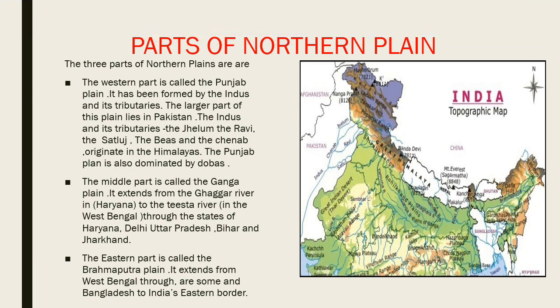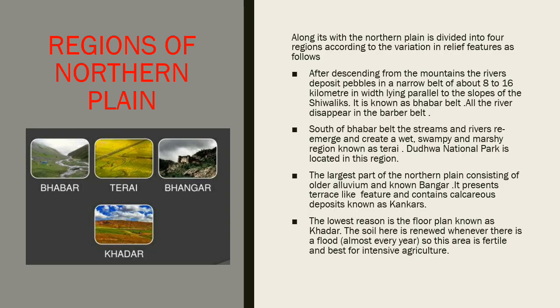Then come to our next topic, that is the regions of the northern plain. Along its width, the northern plain is divided into 4 regions according to variation in relief features as follows. After descending from the mountains, the rivers deposit pebbles in a narrow belt of about 8 to 16 km in width, lying parallel to the slopes of the Shivaliks.